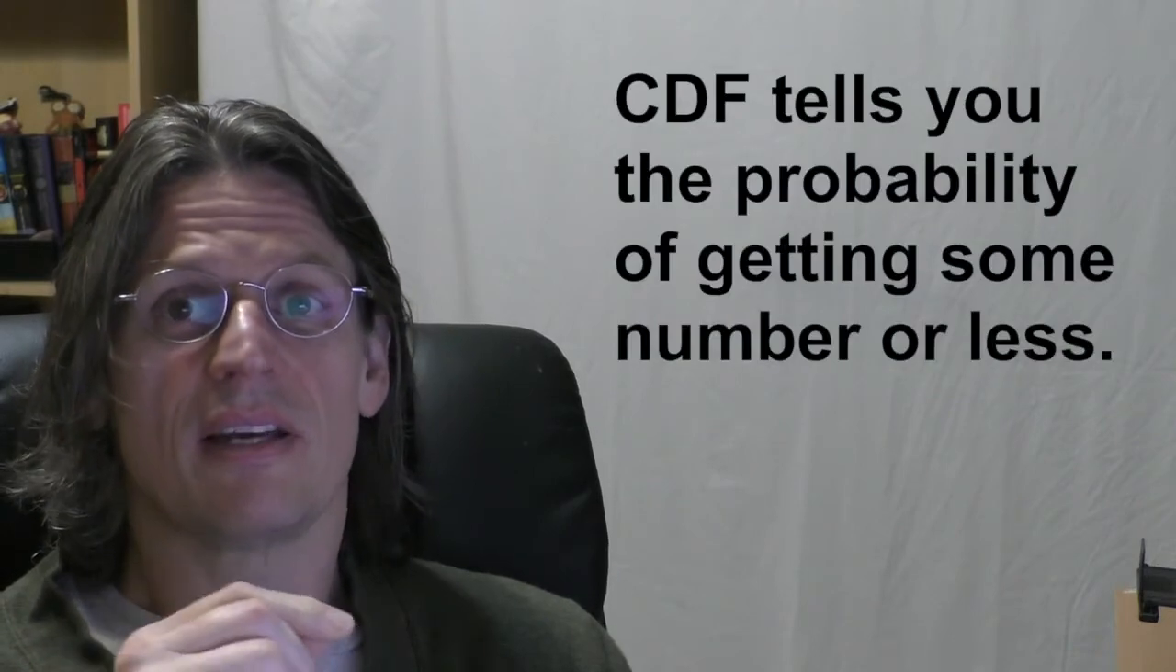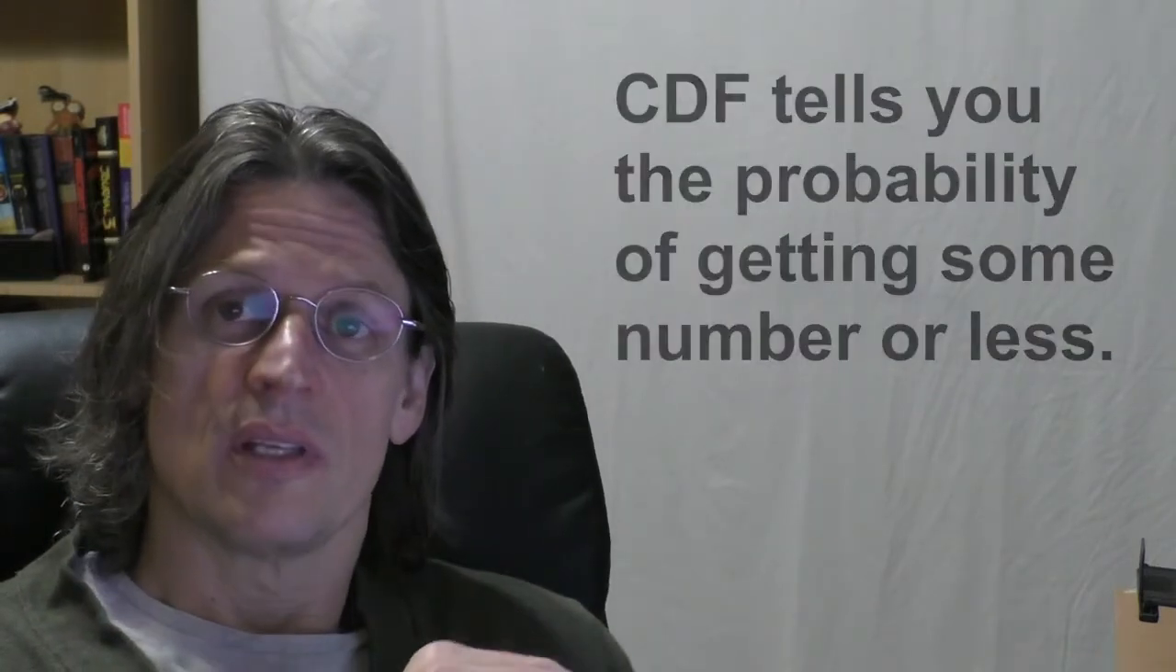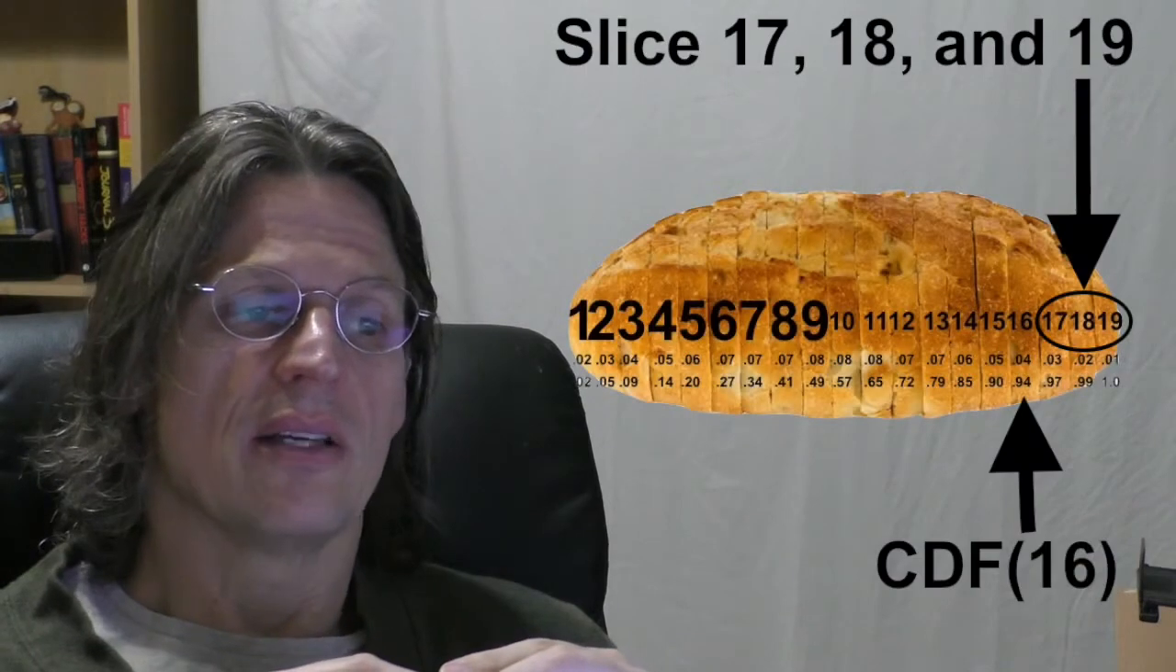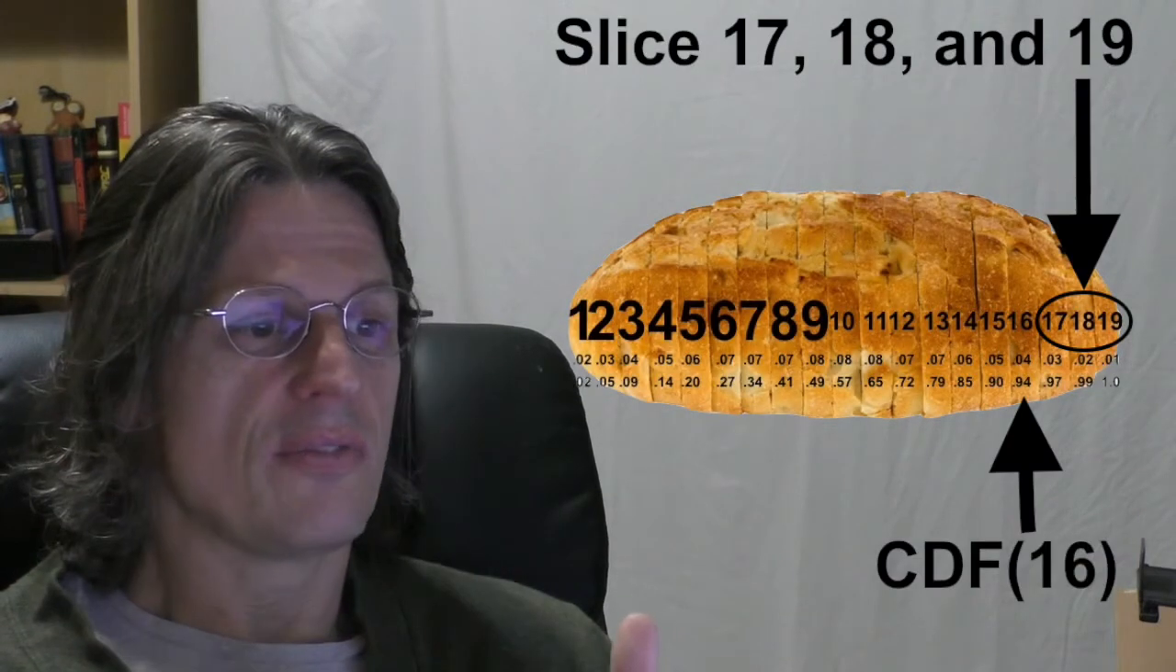Now, the CDF calculates what? That's right, the CDF calculates some number or less. So you can't calculate the probability of 17, 18, or 19. However, remember that all the probability adds up to 100. So what we can calculate is the probability of 1, 2, 3, 4, 5, 6, 7, all the way up to 16. Okay? And if we subtract that number from 100% or from 1, then it tells us the remaining probability.